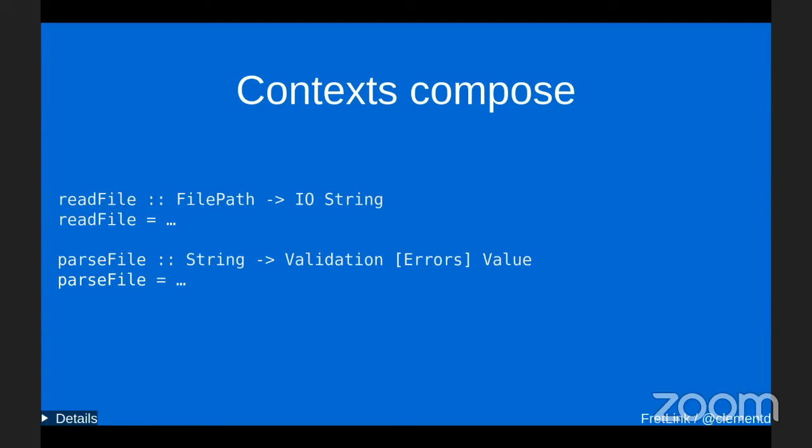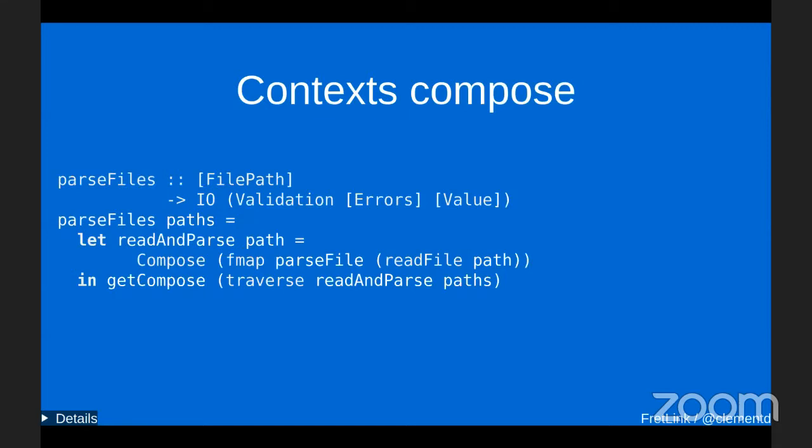And those are two contexts. One context is I'm performing IO, and the other one is the parsing can fail. And I can compose them just like I composed Traversable earlier. So here I have a small helper function called read and parse. It takes a file path, it reads the file, and then within the IO context it tries to parse it.